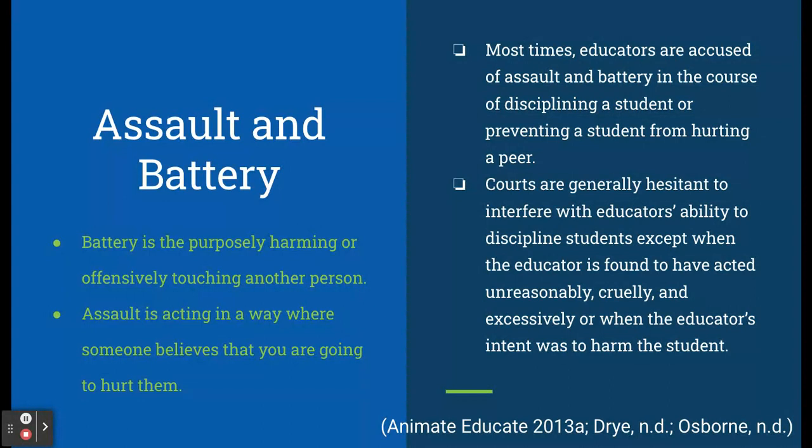Now, most of the time when educators are accused of assault and battery, it's in the course of disciplining a student or preventing a student from hurting a peer. Generally, courts are hesitant to interfere with an educator's ability to discipline, except when the educator is found to have acted unreasonably, cruelly, and excessively, or when the educator's intent was to harm the student. And that's, again, where those emergency safety interventions that our district has adopted, that our state has mandated, are so important.